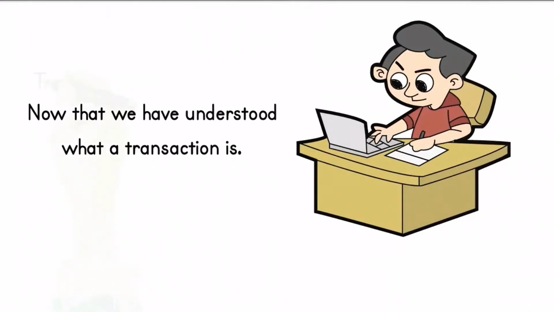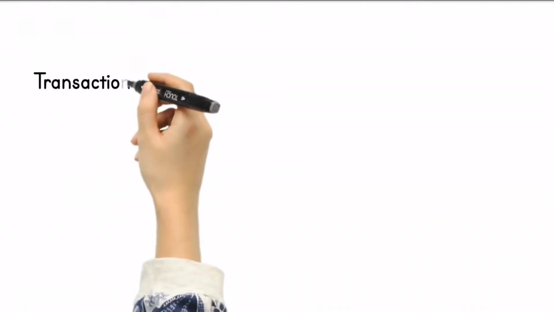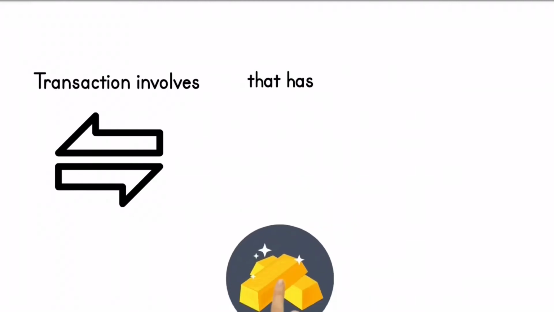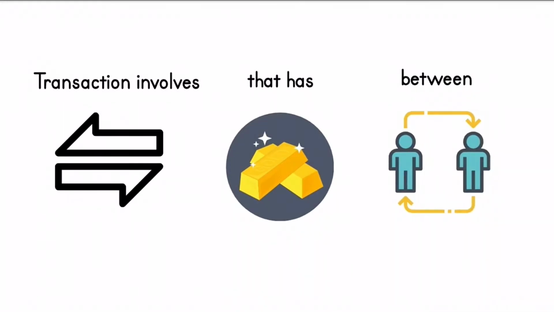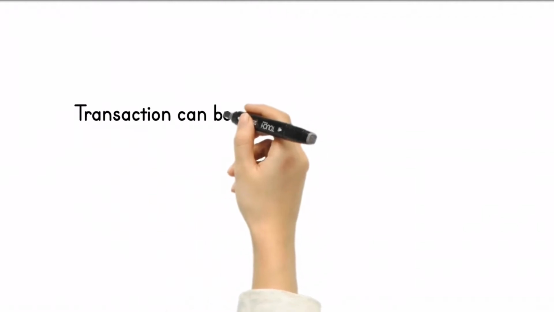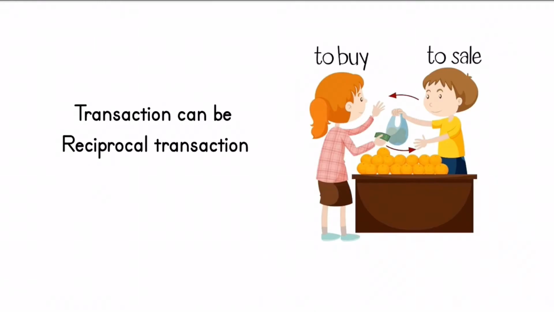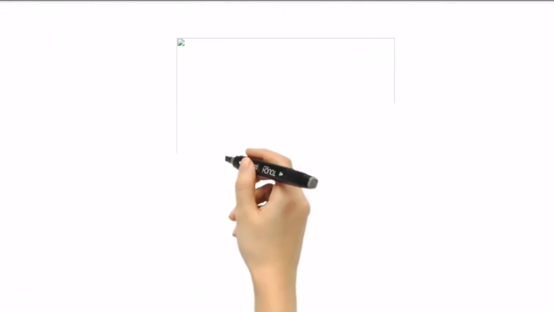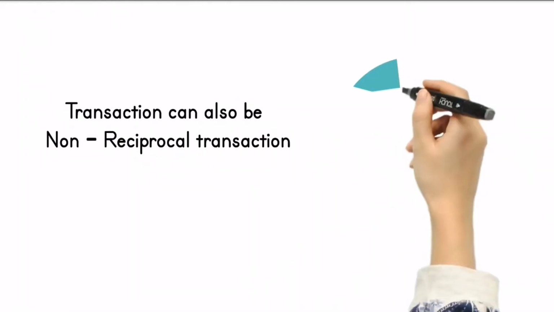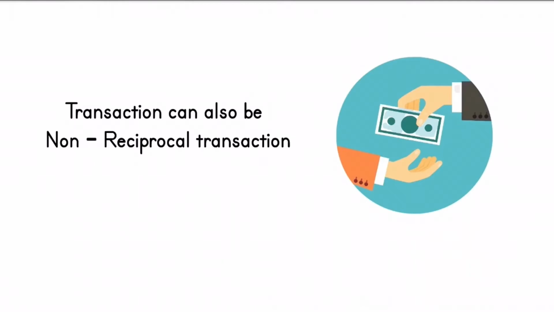Now that we have understood what a transaction is, let us see some features of transaction. Number 1, transaction involves transfer of something that has value between two or more entities. Number 2, transfer can be a reciprocal transfer. Reciprocal means exchange in which both the parties receive, as well as sacrifice, something in value. Number 3, transfer can also be a non-reciprocal transfer. Non-reciprocal means transfer in which a business unit receives or transfers something without directly receiving or giving a value in exchange.